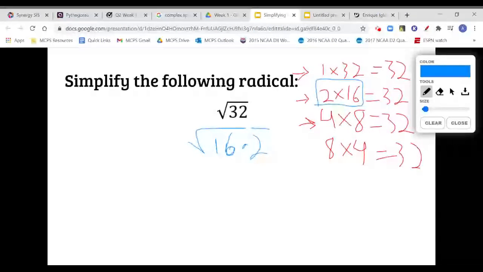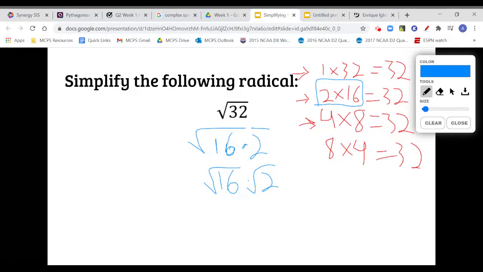From here, I can go ahead and break this up further. So the square root of 16 times 2 is the same as the square root of 16 times the square root of 2. And when I've broken apart the radical like this, now I can evaluate the square root of 16 because I know that that is equal to 4, and then I can leave the square root of 2 as is. And this comes out to 4 times the square root of 2. And this is the simplified version of the square root of 32.